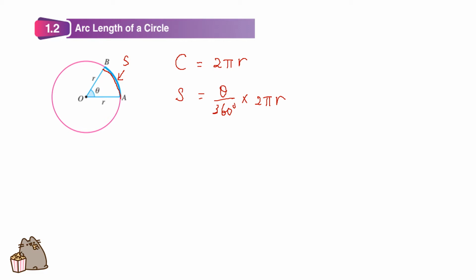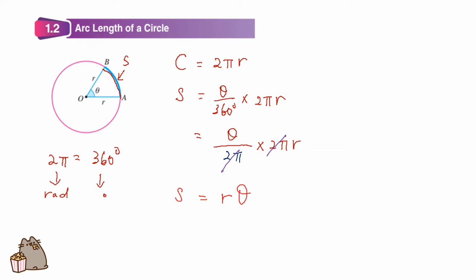Now since we want to use radians, try to recall again: 2 pi equals 360. So one whole turn equals 360 degrees in a circle, which equals 2 pi radians. This is the radians and this is in degrees. So S will be equal to theta over 360, which becomes 2 pi. Substitute 360 with 2 pi, and times 2 pi r. Then we may cancel, simplify this 2 pi and 2 pi. So we will get that S is equal to r theta. Okay, so this is the formula for the arc length of a circle.